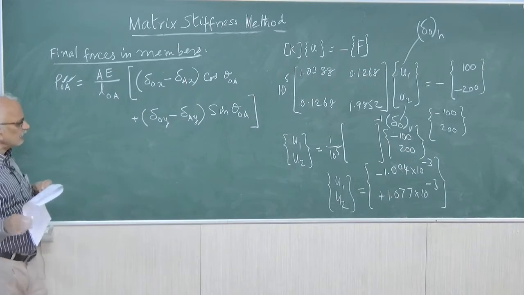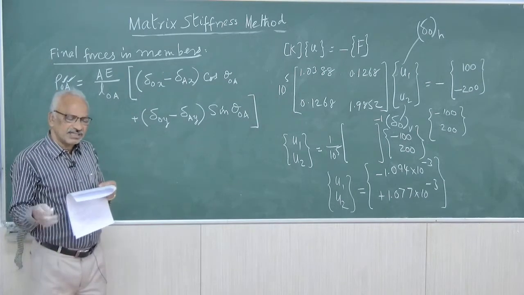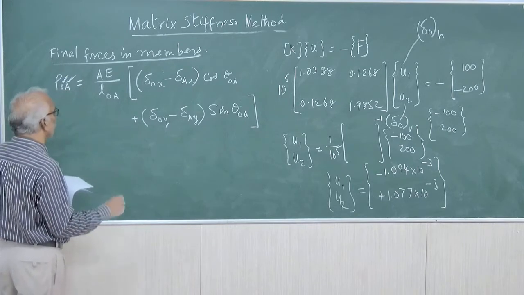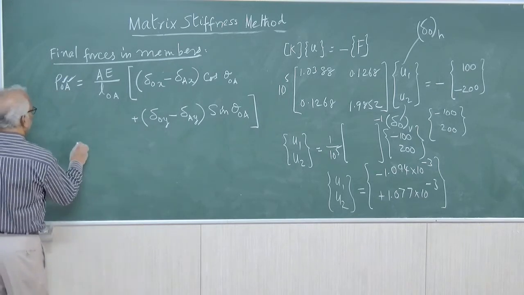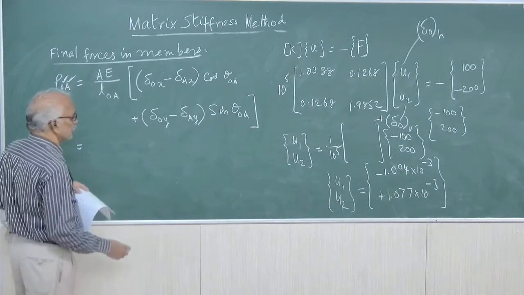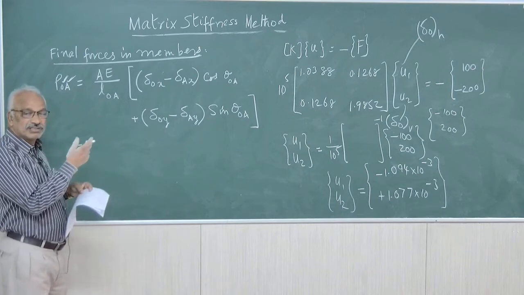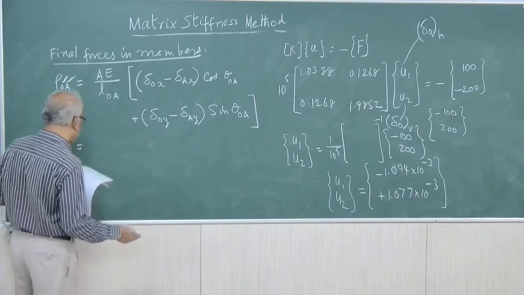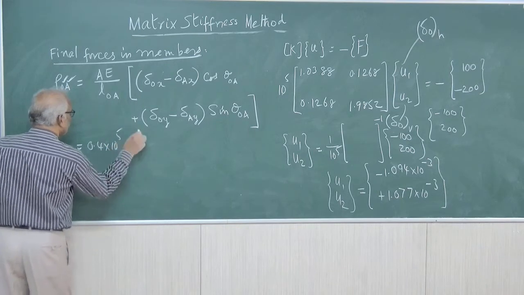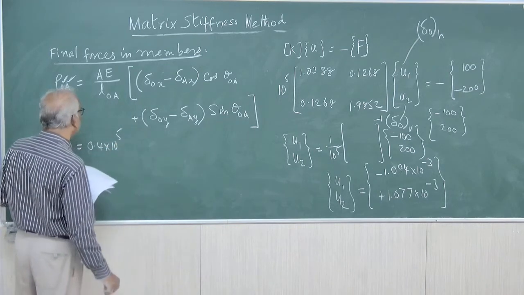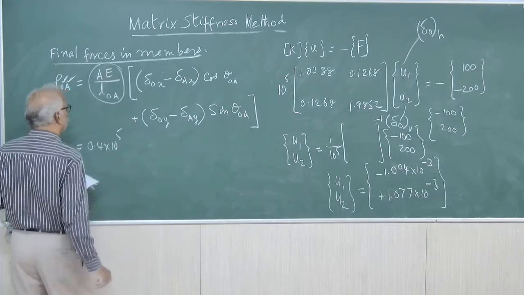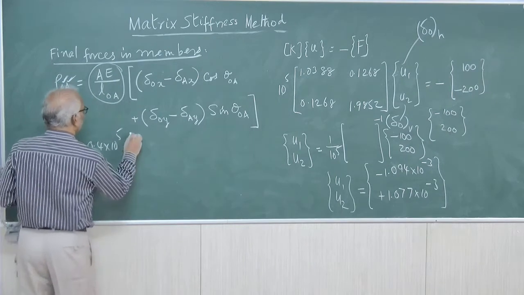If you write it for one or two members, it is a standard formula. We can easily write it. That is why I am explaining it when I write it on the board. So AE by L OA is there in the tabulation, probably third column or fourth column. The value is available in the tabulation, 0.4 into 10 power 5. That is why I told you that the values will be required later. This is readily available in the table in the fourth column for member OA.